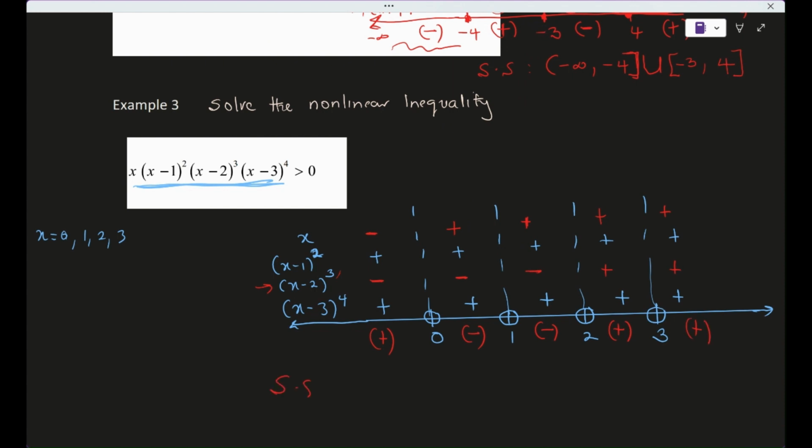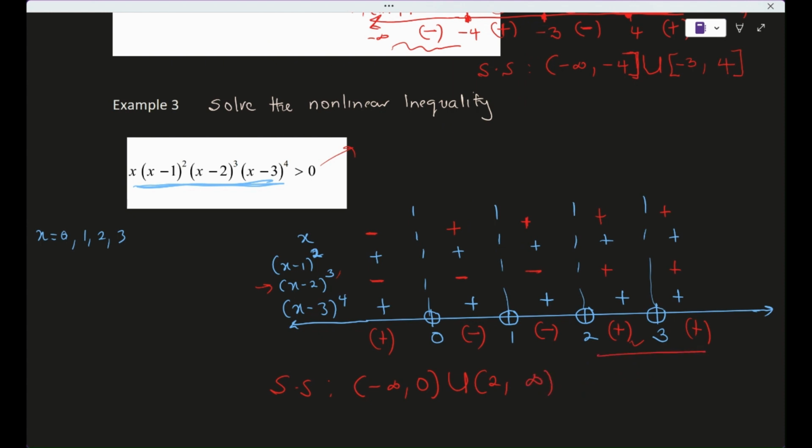So what is the solution? The solution will be what? We're interested in greater than 0 only, so we take the positive part. So you have minus infinity to 0, but open. Then union, we need to take, this is also positive, so this will be 2 open to 3. Then union 3 to infinity. Now, we know that we have positive, positive here, but it will be wrong if we just take 2 to what? 2 to infinity here.